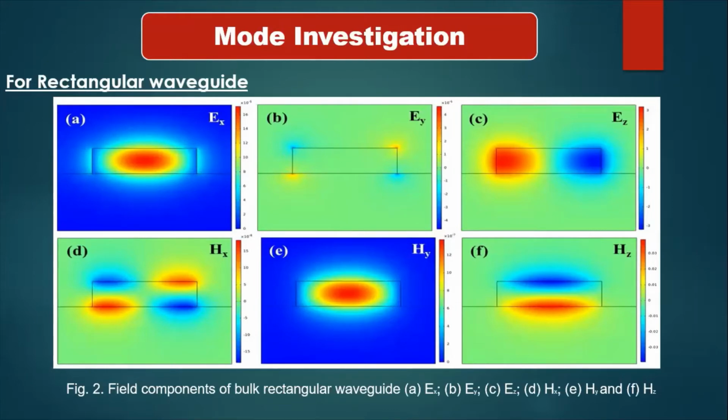First, talking about the bulk rectangular waveguide. Here, the field components of the waveguide along each of the directions for both electric and magnetic fields are given. In the first row, you can see that the electric field has high intensity value inside the waveguide in the desired region along the x direction.